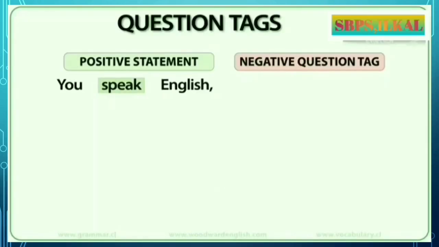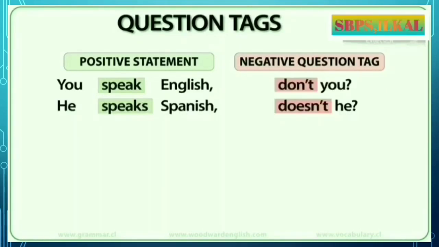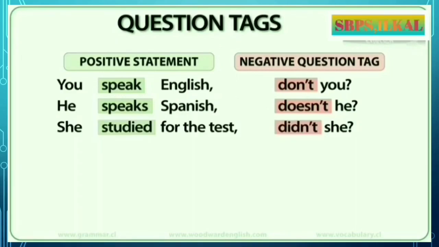Here, can we see to be verbs in this sentence? To do verbs? No. So these are simple tenses, simple present tense. When the simple present tense, we should form question tag with don't, doesn't. When doesn't? When the subject is third person. You speak English, don't you? He is a third person singular. He speaks Spanish, doesn't he?